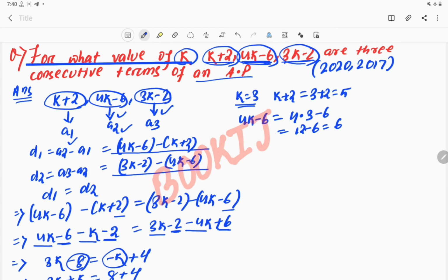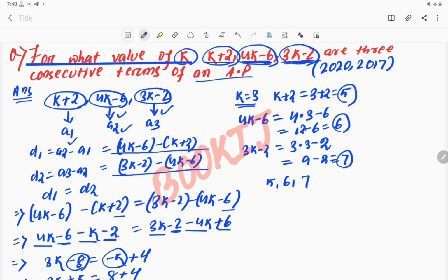And the value of 3k minus 2: by putting k equal to 3, it is 3 into 3 minus 2, that is 9 minus 2, equal to 7. The values are 5, 6, 7. So we got the final value of the three terms as 5, 6, 7.